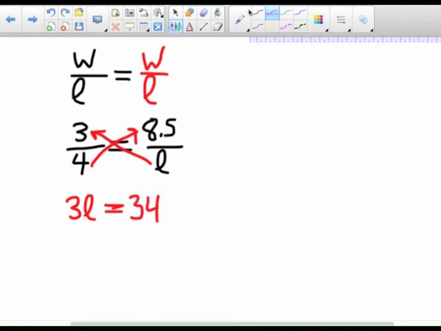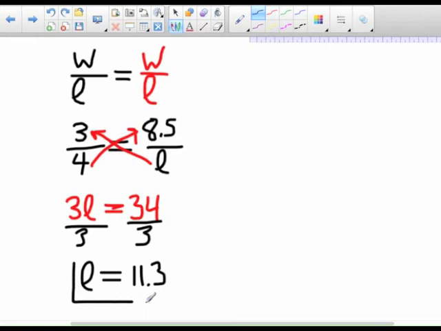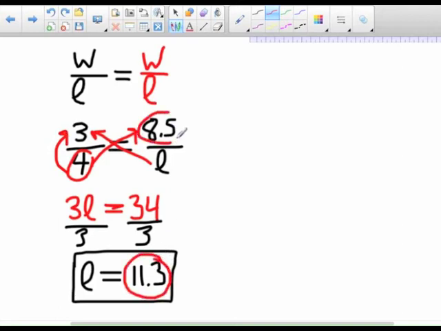All right, now once we have that, we simply divide both sides by 3. So the length is equal to about 11.3 centimeters. This is what we predict the length to be. Now, does this answer make sense? Well, let's see. In the original, the length was bigger than the width, and we're saying that the length of the new one was bigger than the width of the new one. So it kind of makes sense in that way.